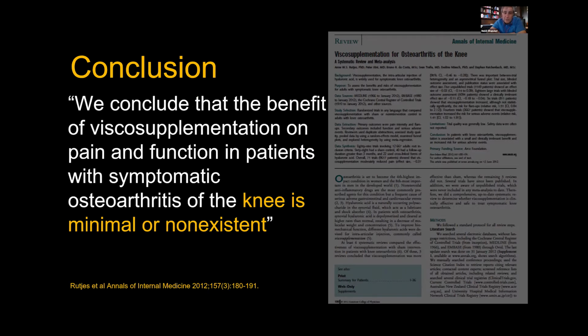I guess I have my own questions about it, but when they said, "We conclude that the benefit of viscosupplementation, in this particular case HA, on pain and function in patients with symptomatic OA of the knee is minimal or non-existent." And that was the actual concluding statement. I wonder, when you read that, what was your initial reaction?